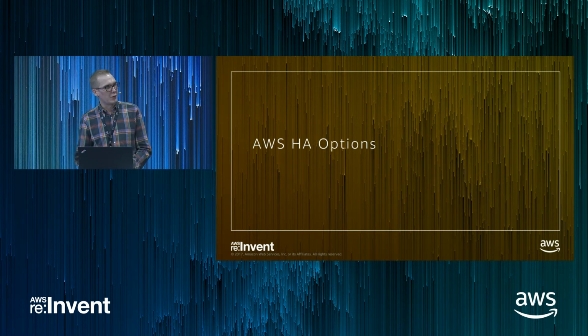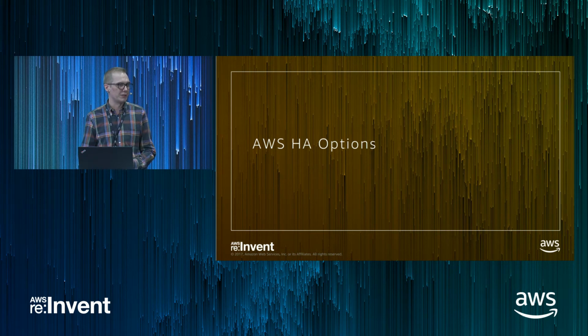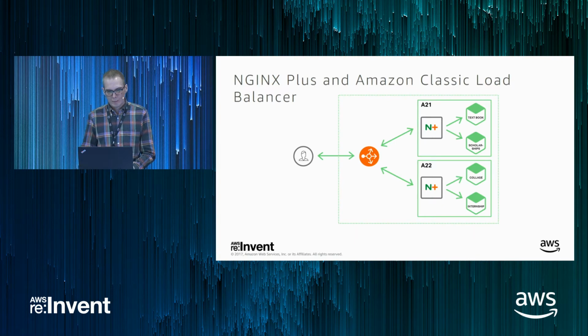So to get beyond the Quick Start here real quick, obviously one of the big questions is how do you do high availability in AWS? We've developed a few different options and a few different architectures that we suggest people run. The most basic situation that is very common to run in AWS is using the classic load balancer or network load balancer to provide the high availability and horizontal scaling for NGINX Plus behind that.